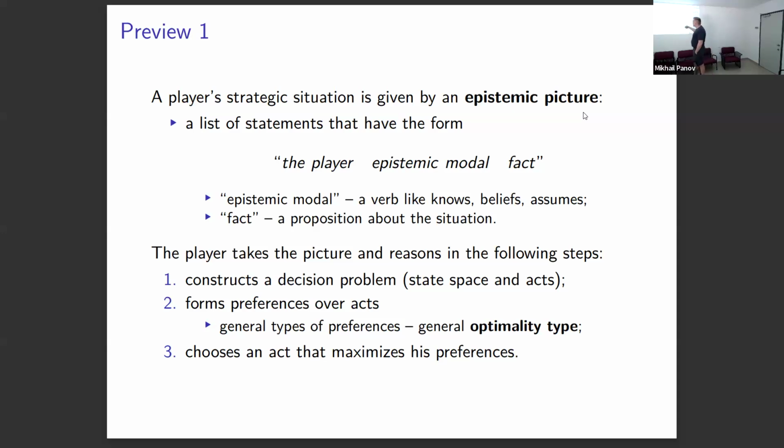Now what the player does: first he constructs a decision problem, a Savage-like decision problem, as we do in decision theory. You have a set of acts, and independently from them a set of states of nature, and only in combination they generate a consequence or payoff. Exactly as in decision theory. Then he forms preferences according to his beliefs and his assumptions, these epistemic statements. Finally, once he has these beliefs or preferences over acts, he chooses the one which maximizes his preferences and beliefs about states of nature.